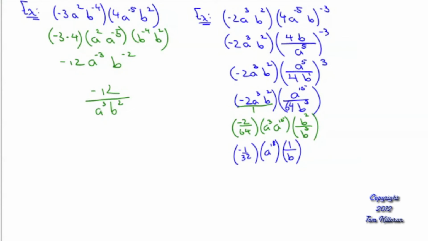All right, and then the last thing is, whatever's in the top stays in the top. Whatever's in the bottom stays in the bottom. So this becomes negative a to the 18th over 32b. And there's your answer.